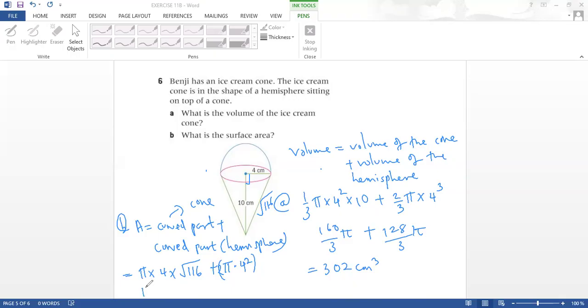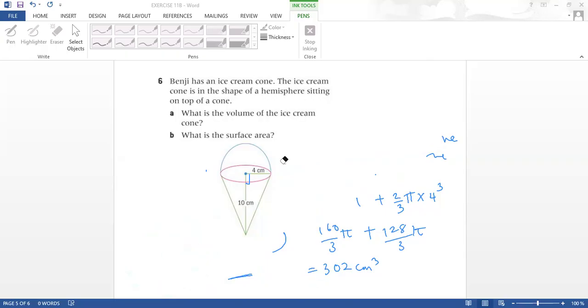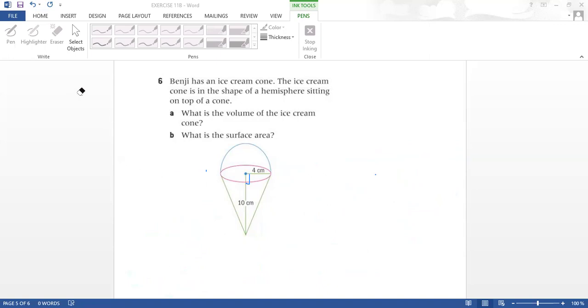So this is pi times 4 times the square root of 116 plus 16 times 2, which is 32 pi. Give your answer to three significant figures. Do that and you get your answer, 236 square centimeters. Just confirm that. Sorry for some confusion on the area of a hemisphere. It's half the sphere. Okay, with that, let's move to the next question, which is question 7.